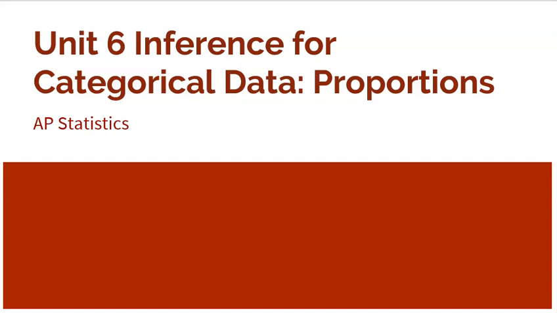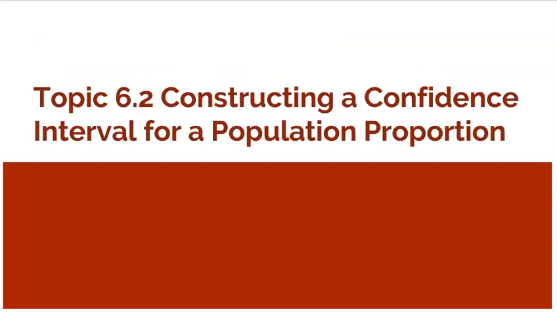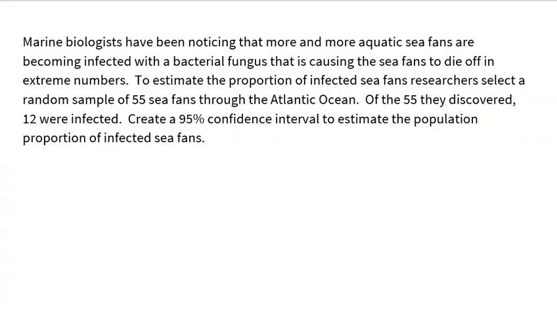All right, welcome to Unit 6 on Inference for Categorical Data, working with proportions. In this video, we are going to tackle an example from topic 6.2, constructing a confidence interval for a population proportion. So in the previous video, hopefully you learned a lot about how to construct a confidence interval and what it's all about. Let's actually put all that to work now.